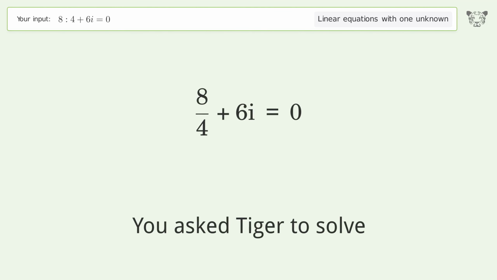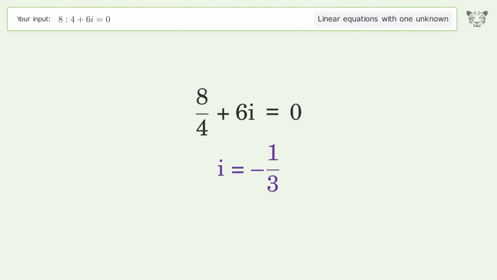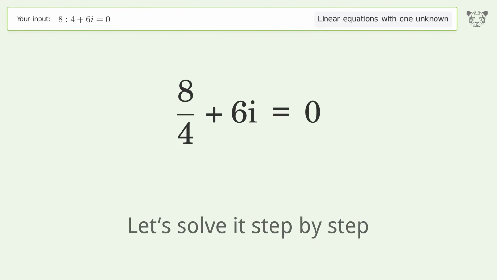You ask Tiger to solve. This deals with linear equations with one unknown. The final result is I equals -1/3. Let's solve it step by step.